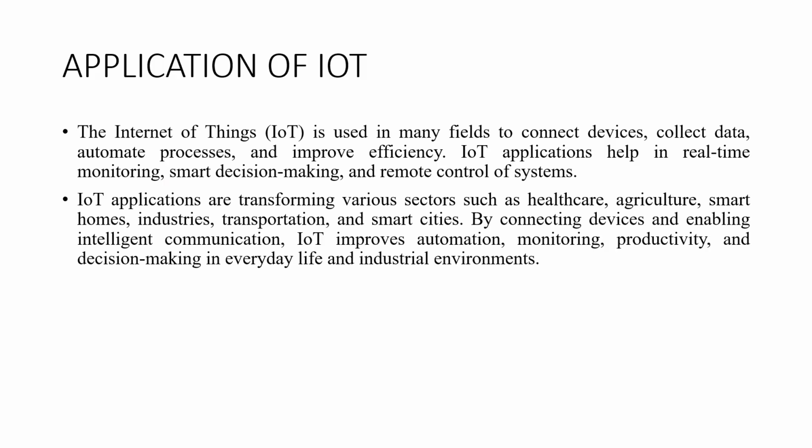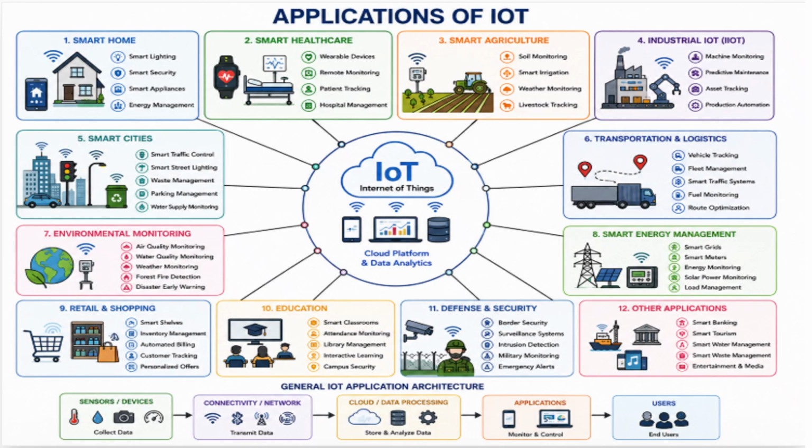Next, some of the applications of IoT. The Internet of Things is used in many fields to connect devices, collect data, automate processes, and improve efficiency. By connecting devices and enabling intelligent communication, IoT improves automation, monitoring, productivity, and decision making in everyday life and industrial environments. The first application is the smart home: smart lighting, security cameras, smart appliances, energy management, etc.